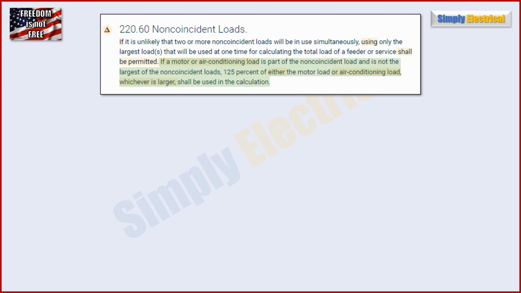So far, we've only covered the first sentence of Article 220.60. Now let's look at the second portion. Okay, it says, if a motor or air conditioning load is part of the non-coincident load and is not the largest of the non-coincident loads, 125% of either the motor load or air conditioning load, whichever is larger, shall be used in the calculation. Now, if you're confused, you're not alone.